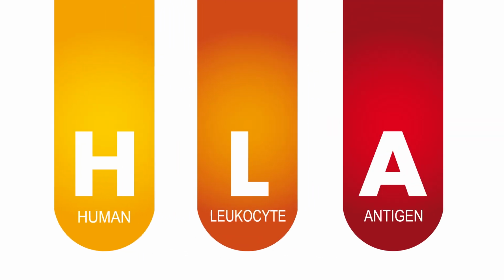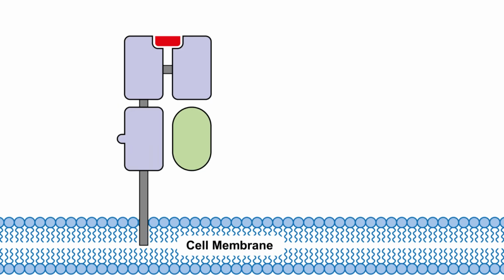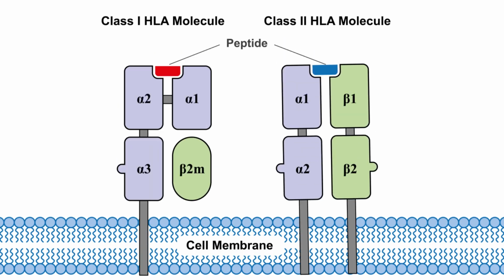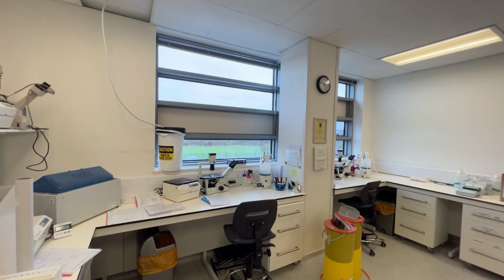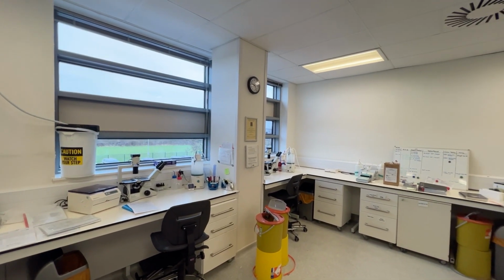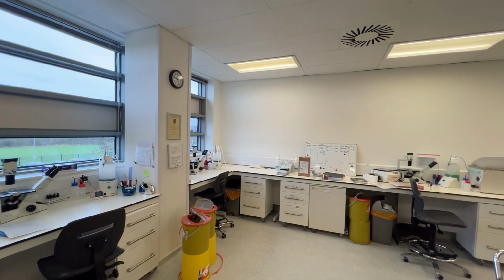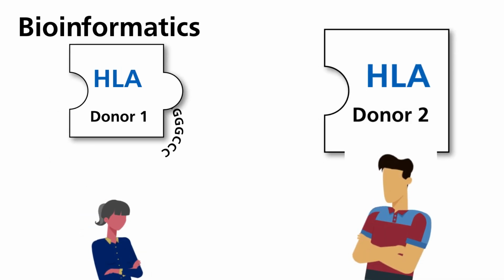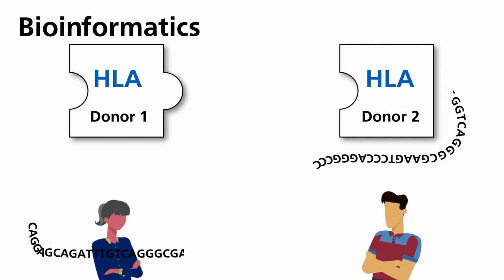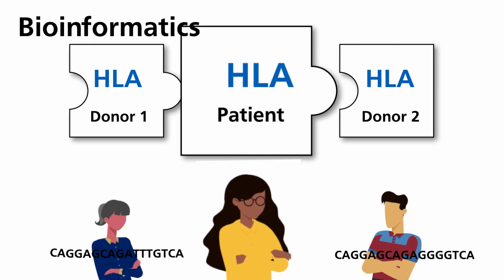HLA, or human leukocyte antigens, are structures found on the surface of cells that are key to our immune system's recognition process. HLA typing is a critical laboratory test to determine compatibility between a donor and a recipient for organ transplant or stem cell transplantation. Bioinformatics helps in analysing and comparing these HLA proteins between the donor and recipient.